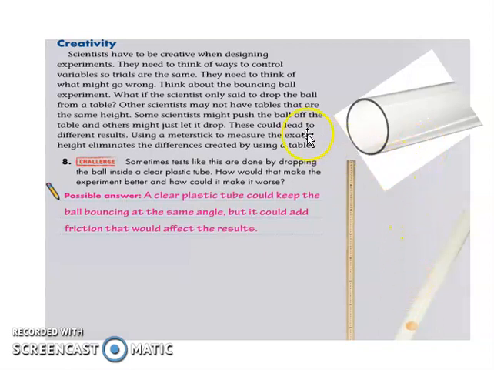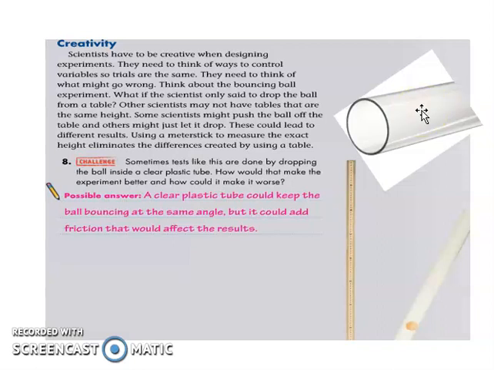It says here, what if the scientist only said to drop the ball from a table? Other scientists may not have tables that are the same height. Some scientists might push the ball off the table and others might just let it drop. This could lead to different results. Using a meter stick to measure the exact height eliminates the differences created by the table. And some scientists want to drop it with the plastic tube because a plastic tube could control the wind and the air.